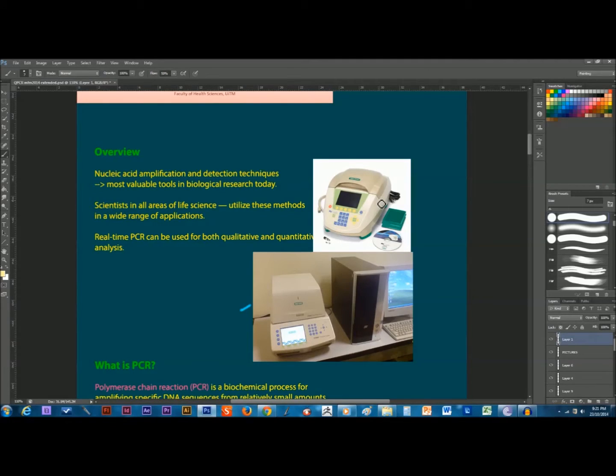Scientists in all areas of life science, for example, in basic research, biotechnology, medicine, forensics, diagnostics, and many more, utilize these methods in a wide range of applications. Routine diagnostic labs also use these methods, especially real-time techniques, to amplify and quantitate certain types of viruses, for example, human hepatitis virus, HIV, cytomegalovirus, and some other medically important viruses.